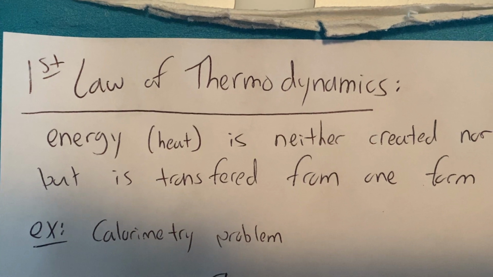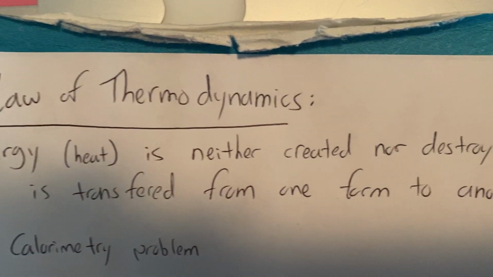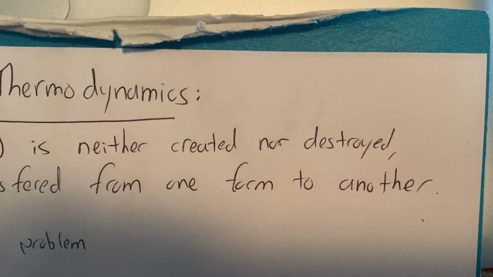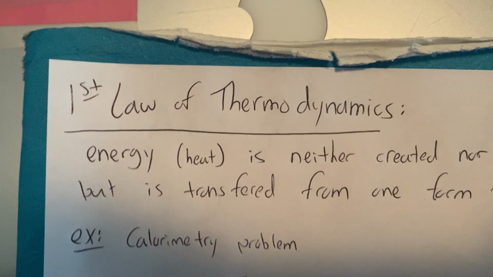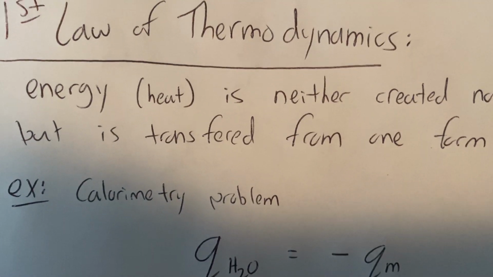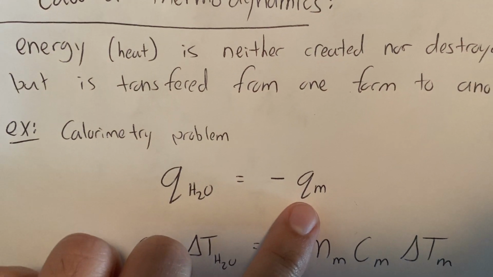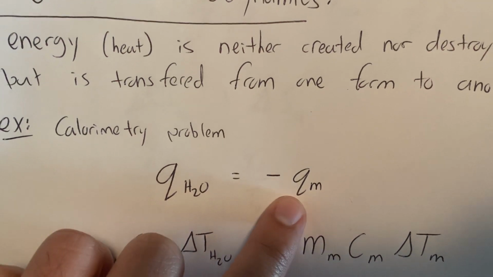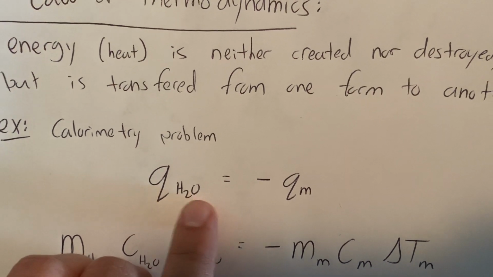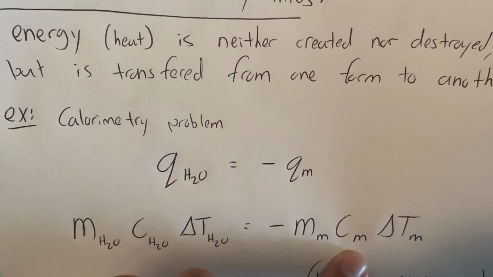So the first law of thermodynamics says that energy, which we've been seeing as heat in this whole unit, is neither created nor destroyed, but is transferred from one form to another, right? And the most common place we see that is calorimetry problems, where we have some hot metal placed in a calorimeter filled with water, and we try to solve for something typically like the specific heat capacity of the metal, right?